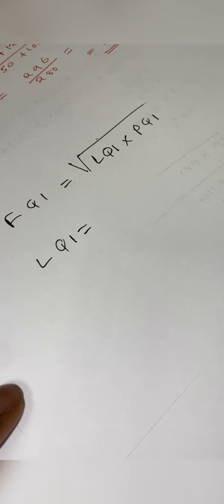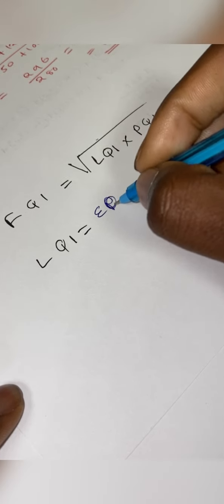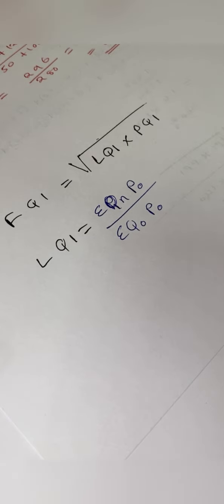This one is given by summation of Qn times P0 over summation of Q0 times P0. So if it is Laspeyres quantity index, you are comparing the quantities to prices, or you are weighting quantities against prices. Since it's Laspeyres, we use the base prices here.